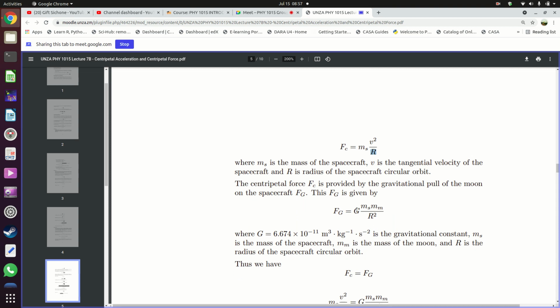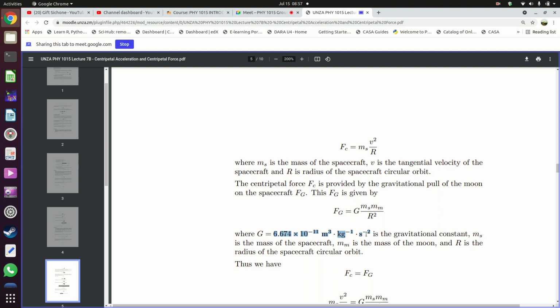However, this centripetal force, Fc, is being provided, the spacecraft is going around the moon because it's being pulled by gravity. So the centripetal force is being provided by gravity in this case, which is Fg. And the force of gravity, Fg, is equal to capital G, which is the gravitational constant, multiplied by the mass of the spacecraft multiplied by the mass of the moon divided by the radius squared, from the center of the moon to where the spacecraft is. The G is what's known as Newton's gravitational constant.